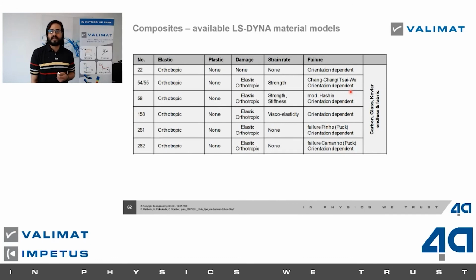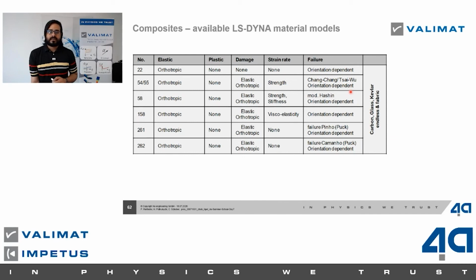So what are the available LS-DYNA material models for composite materials? As Peter introduced all these models before, we have MAT22, which is an elastic orthotropic material model, which does not consider plasticity or any strain rate dependencies. Failure can be set. And then we have MAT54 and 55, which are a bit more complex versions of the MAT22. And then we have MAT58 and MAT158. MAT158 here is an interesting model because you can consider time effects with it. So you can model viscoelasticity or strain rate dependent composite material models.